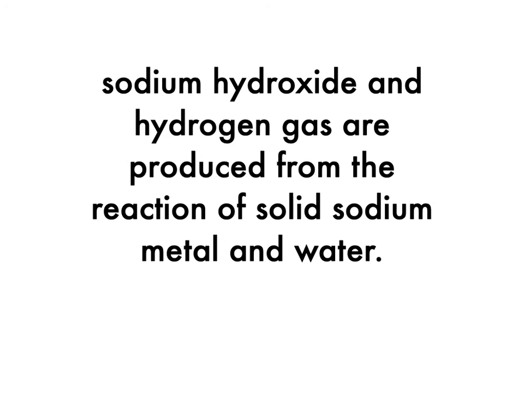Okay, so notice this one is flipped. Sodium hydroxide and hydrogen gas are produced. That means we're starting with products, so you have to read context here. Sodium hydroxide and hydrogen gas go on the right side. If you got that flipped, you might pause the video again and see if you can make that correction. And they're produced from a reaction of sodium metal and water.